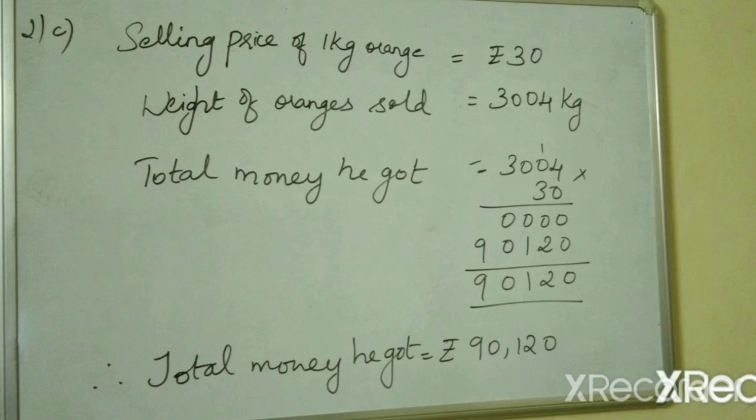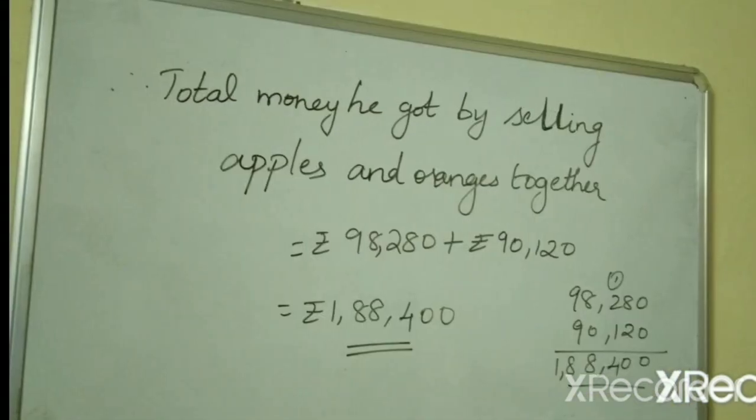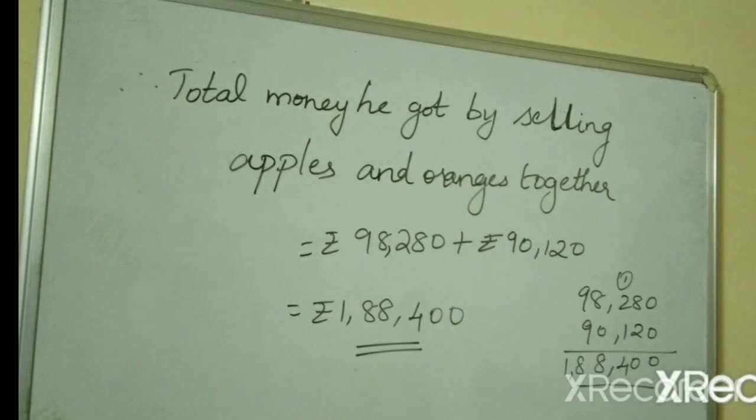3004 kg of oranges are sold. So total money he got by selling oranges is, we have to multiply both. So we will get 90,120. Now in this question we have to find total money he got by selling. So total money he got by selling apple and orange together will be, you have to add both. So you will get 1,88,400, which is the total money he got by selling both together.